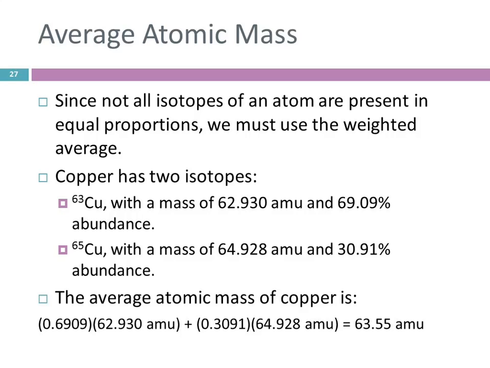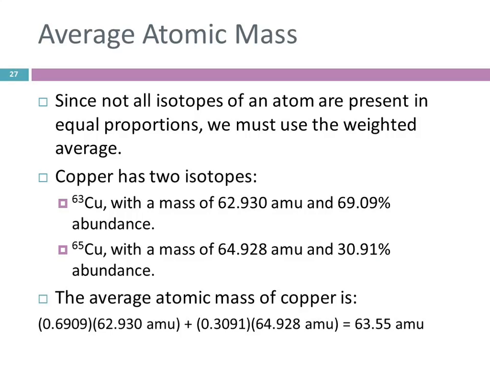So we use a weighted average, and here's the example for copper. Copper 63 has a mass of 62.930 atomic mass units. We haven't talked about those, have we? It's a unit for measuring atomic mass. Isn't that a clever name, atomic mass unit? 69.09% abundance. And the other isotope, 65, has a mass close to 65 and 30.91%.